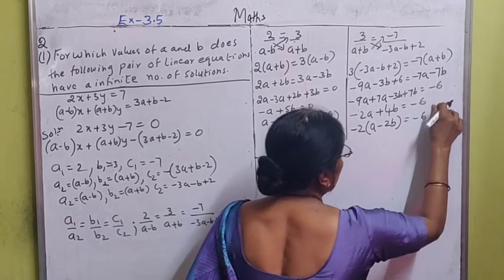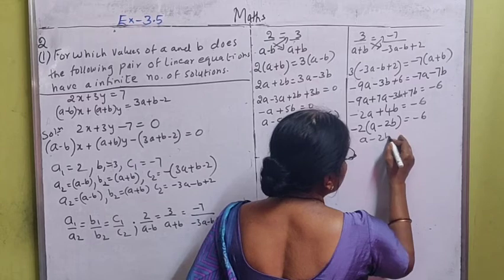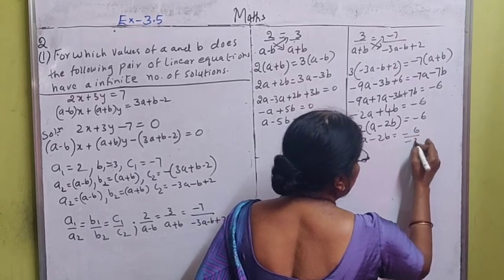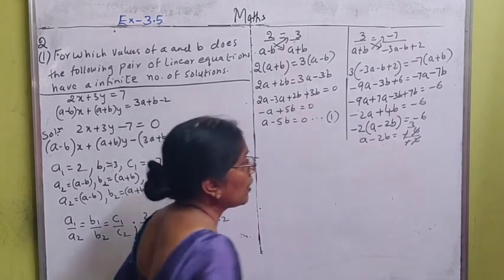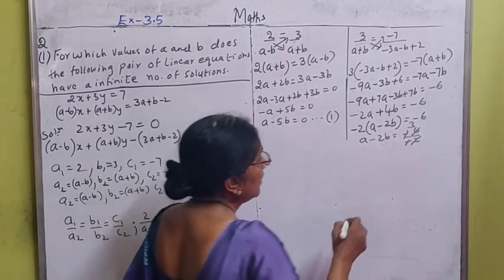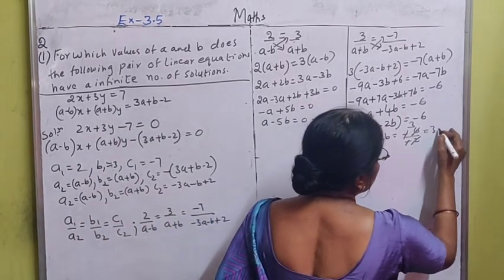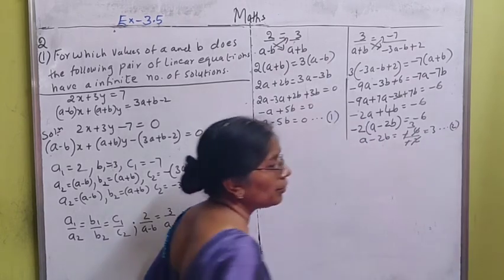This minus 2 I will take on that side. So a minus 2b is equal to minus 6 by minus 2. Minus minus sign cancels. 2 3s are 6. So I got a minus 2b is equal to 3. This is your equation number 2.